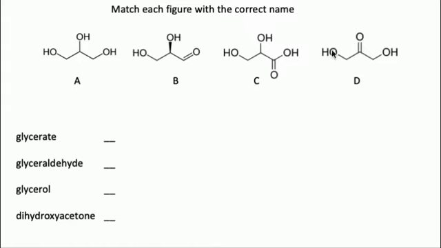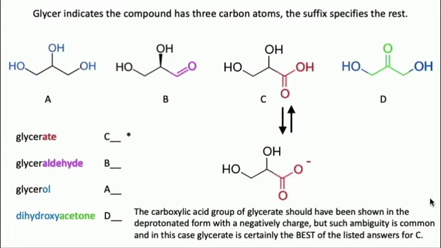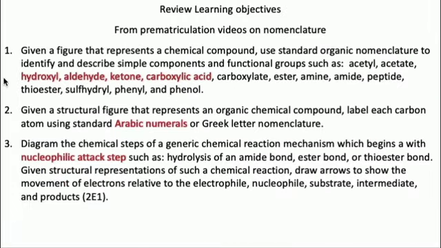Dihydroxyacetone. So acetone is the simplest ketone, a carbonyl with a carbon on each side. You hydroxylate each of those, dihydroxyacetone. In order to understand sugars, we have to be familiar with these different functional groups. You should be able to number using Greek letters and Arabic numerals, and you should know what a nucleophilic attack step is. These are things we've already covered.